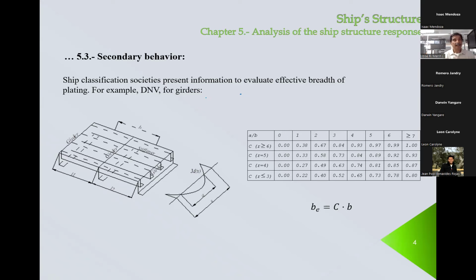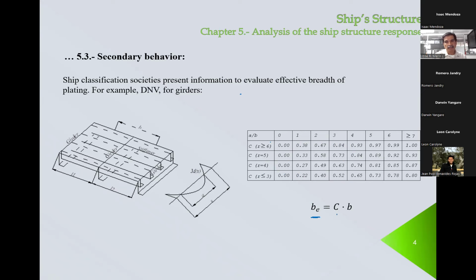So in the case of the girder, you have to be very careful with the selection of the effective breadth. Remember, this table was presented by DNV. In this case, you take the value of C from this table and put it into here, and that's the effective breadth that you have to apply.